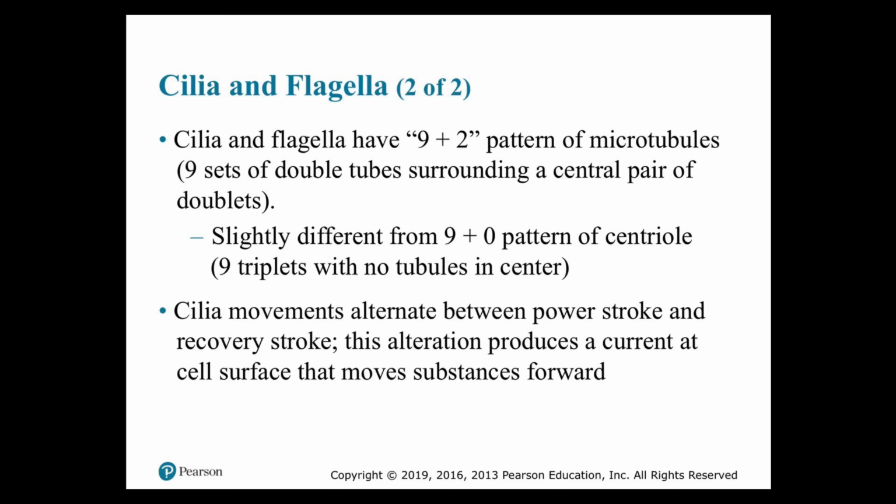And it's interesting because in some books, they call it a 9+0 pattern, because there are no tubules in the center, but in other books it's often referred to as a 9-3 arrangement, but it's just a detail. So cilia movements alternate between a power stroke and a recovery stroke. This alternation produces a current at the cell surface that moves the substances forward.